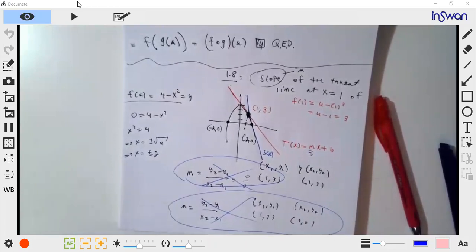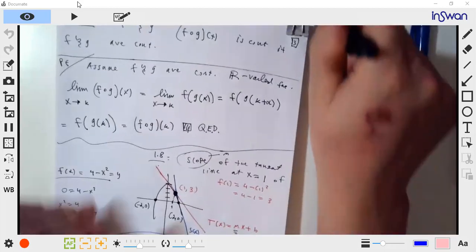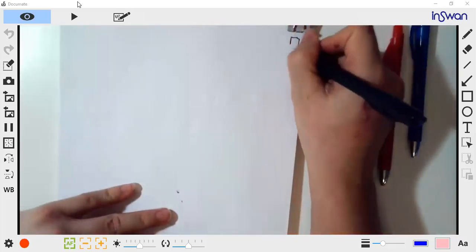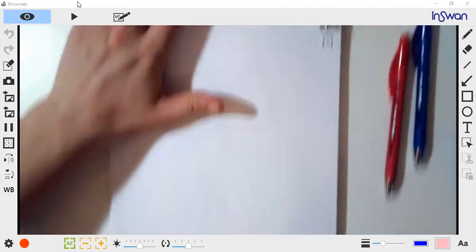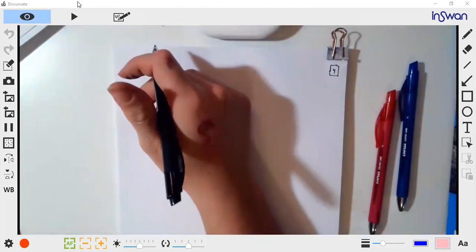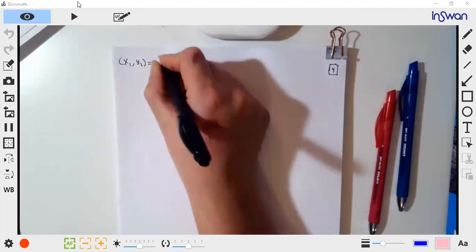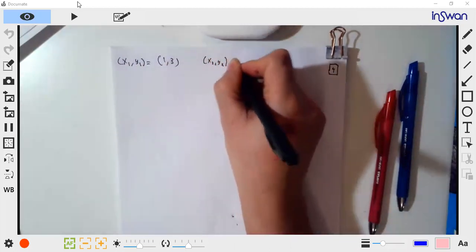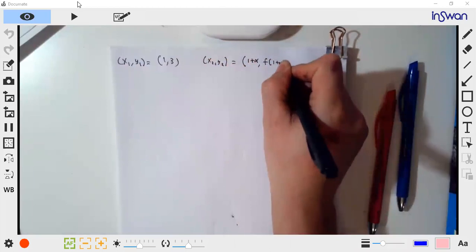So we were stuck a long time ago. We were stuck. But the hyperreal numbers allow us to be unstuck. Recall that the point of inventing calculus was that we could basically divide by almost zero and get away with it. Okay? So let's try and solve this problem once and for all. Let x1, y1 be that 1, 3. Let x2, y2 be 1 plus alpha, f of 1 plus alpha.